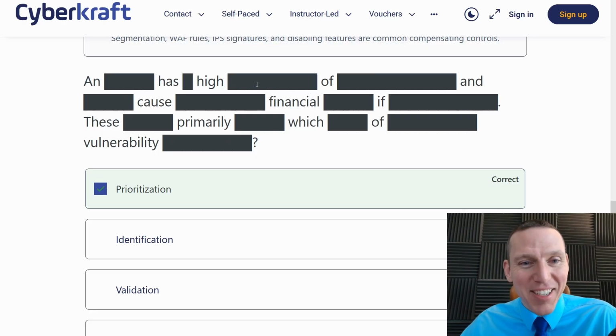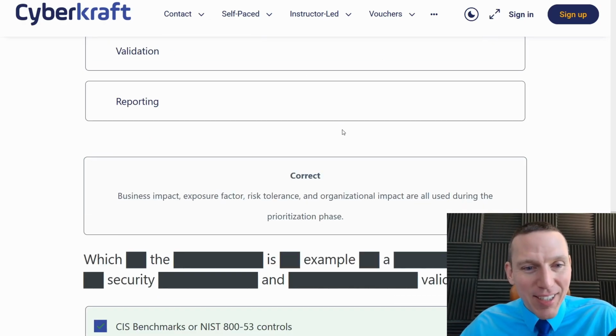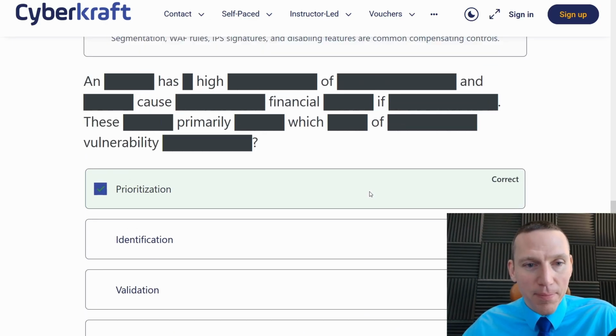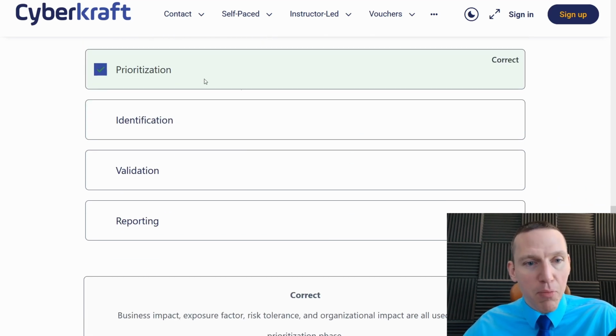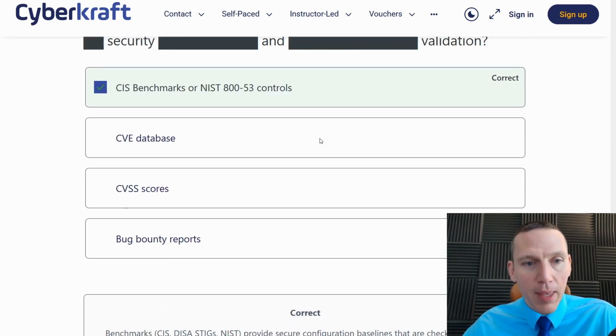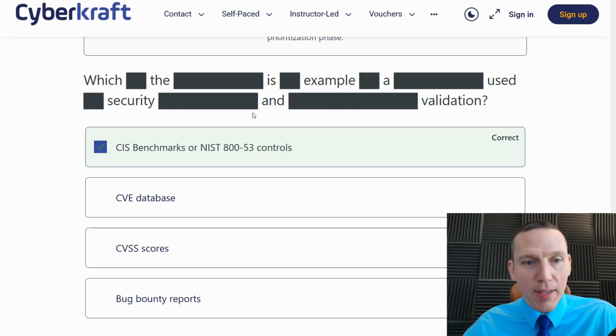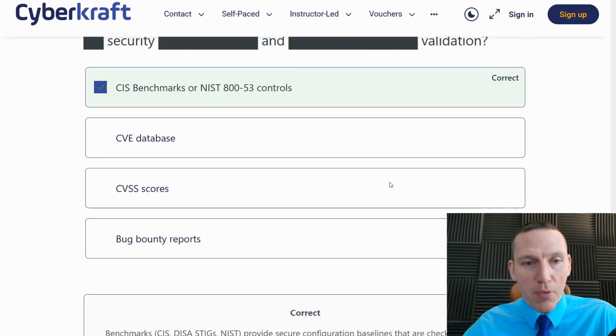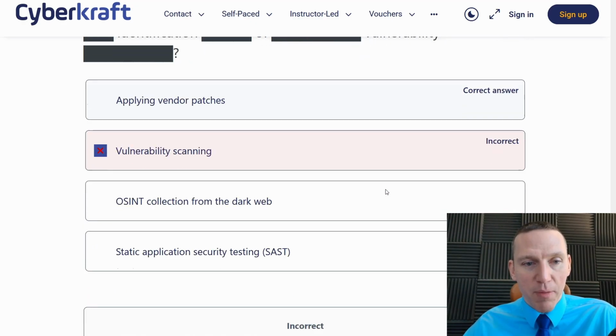Blank caused a high something. Business impact, exposure factor, risk tolerance, organizational impacts are all used during the prioritization phase. Which phase of vulnerability? Primary phase. I don't know where phase fits in there, but prioritization was correct. CIS benchmark, that's correct. Secure baselines, they're checked via SCAP, right? SCAP is used to check off of the baselines.